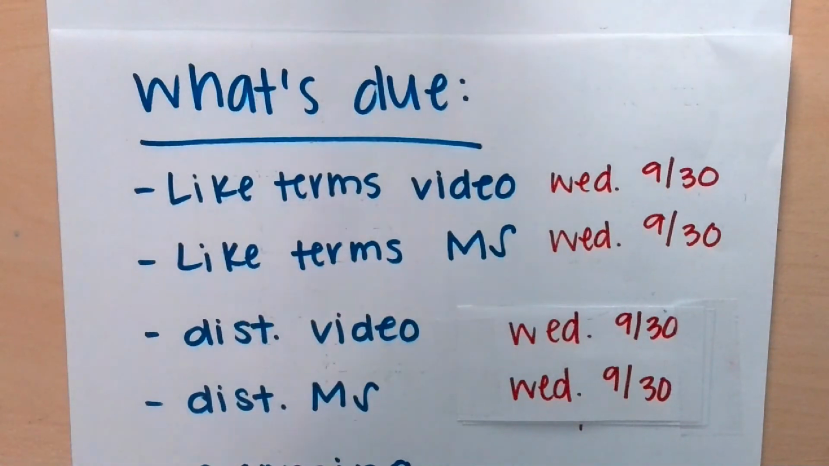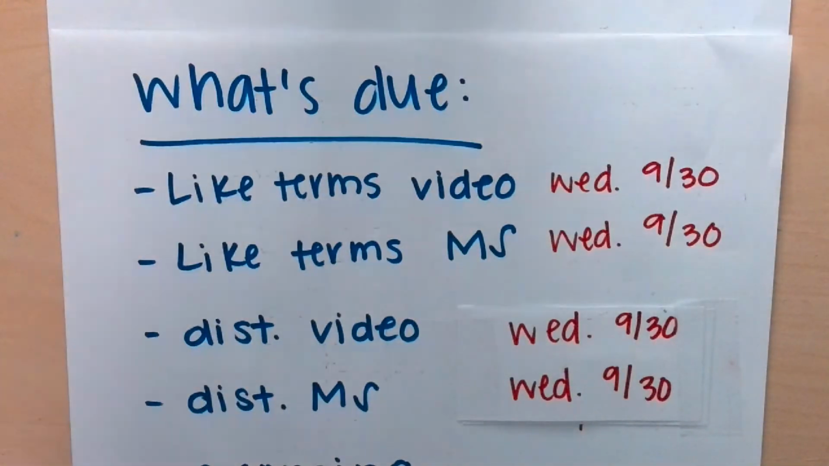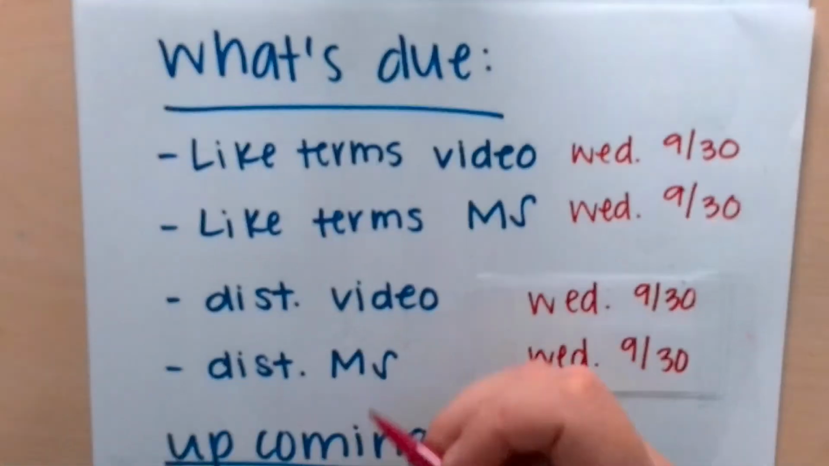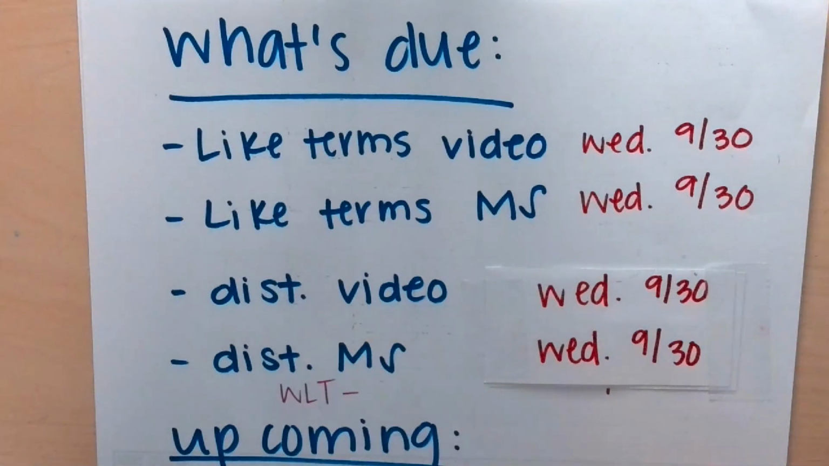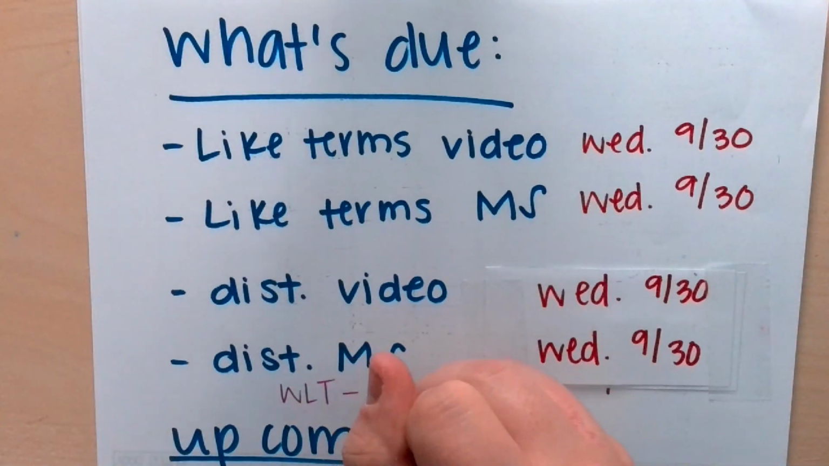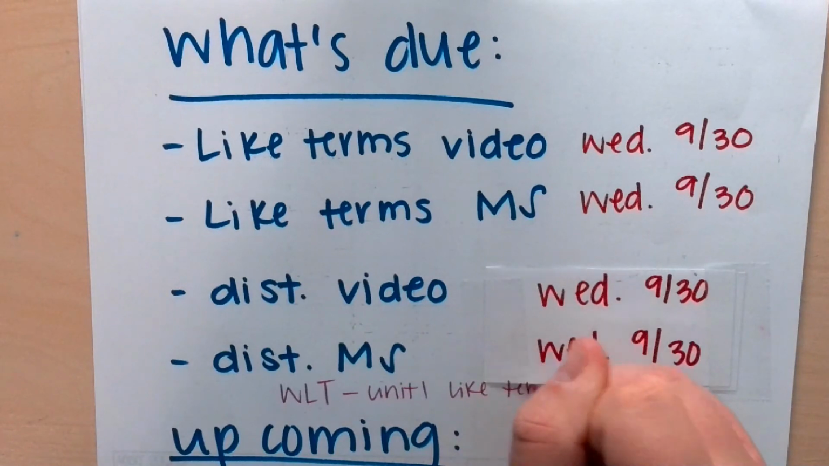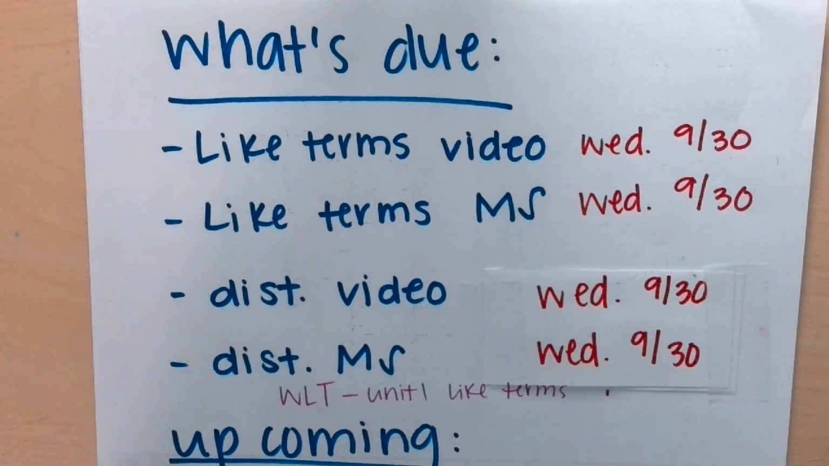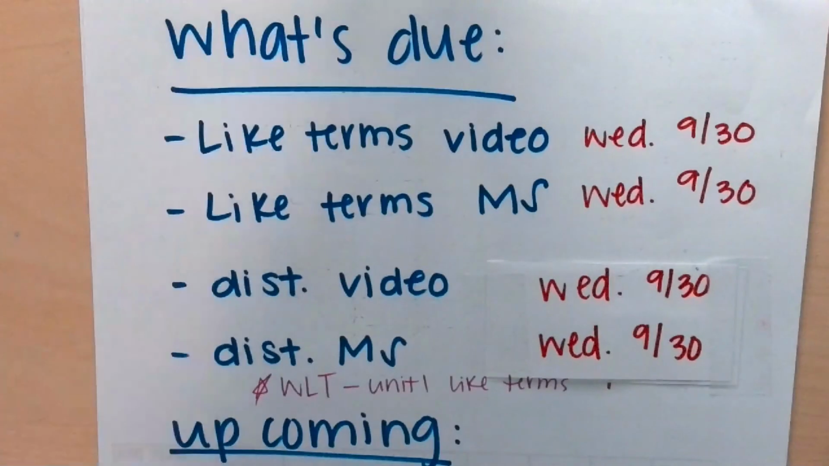I'm going to put your initials, WLT, at the beginning. So all of the assignments are going to be WLT, and then it'll have the name. So like Unit 1, like terms. Okay, that's what it's going to look like. So this will be the general format for those MathSpaces.